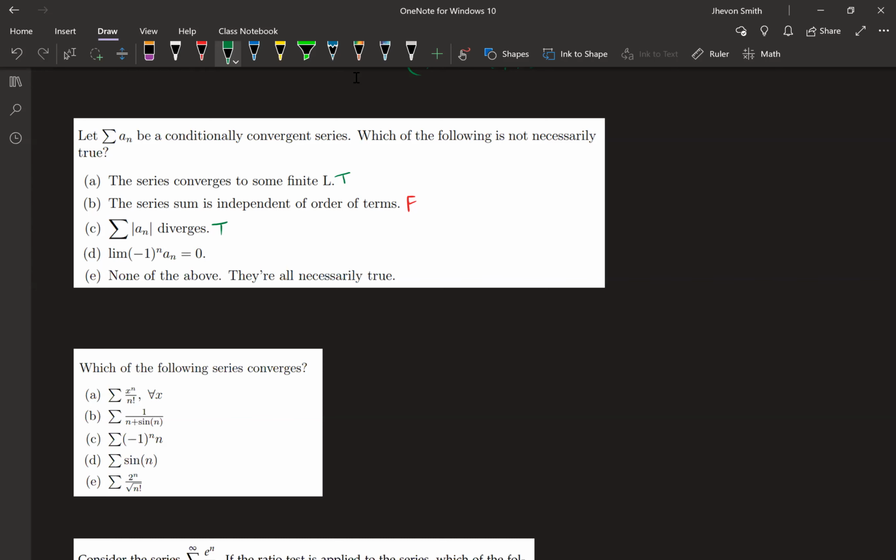The limit of this is 0. That would, of course, be true because for something to converge, the limit must be 0, even though it's not necessarily true that if the limit is 0, it converges. But if we know it converges, then the limit of a_n is 0. And if you multiply that by plus or minus 1, you're still going to get 0. So that's true as well.